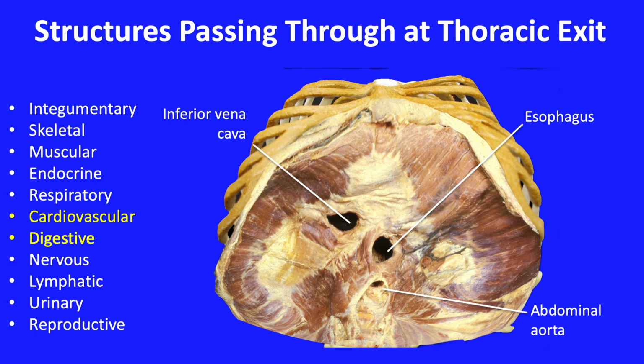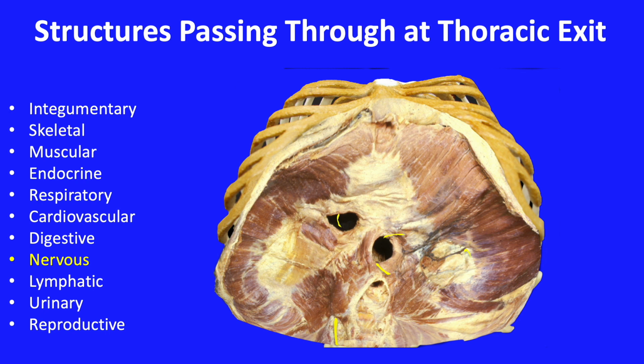The third opening is for the esophagus, a component of the digestive system. These openings are found at vertebral levels T8, T10, and T12. By knowing these levels, you can get an idea of where you are when looking at a film.